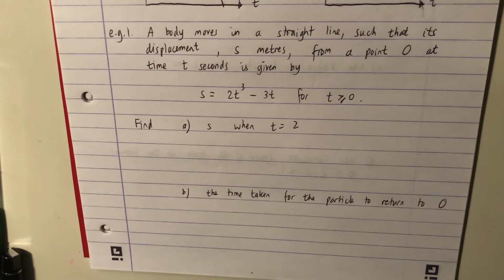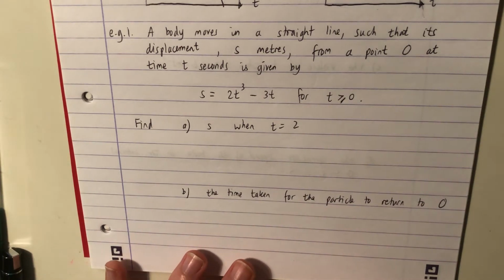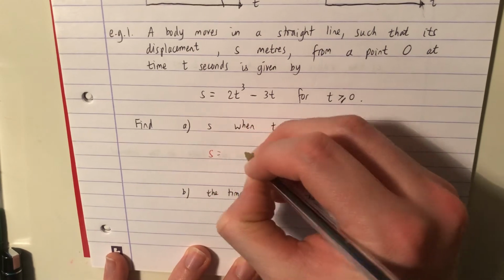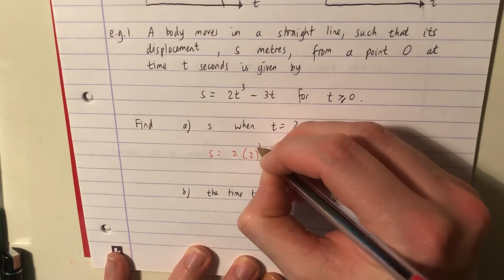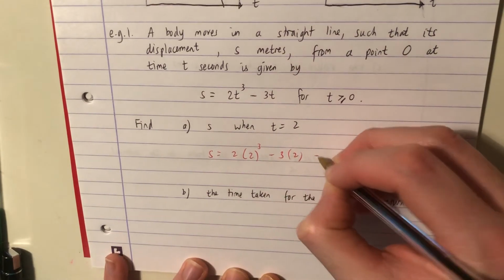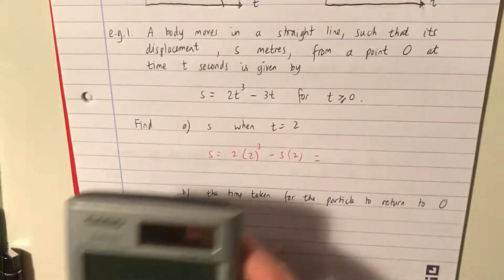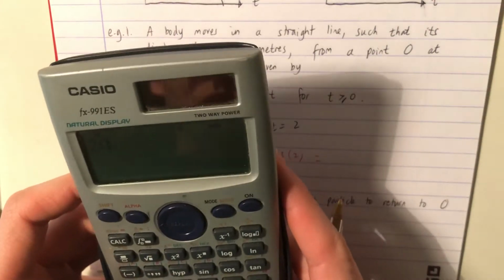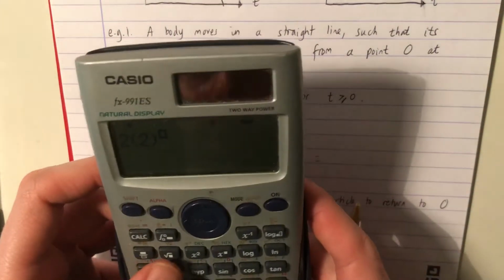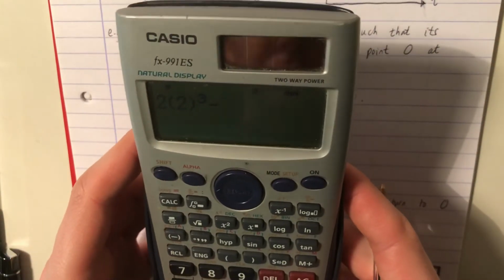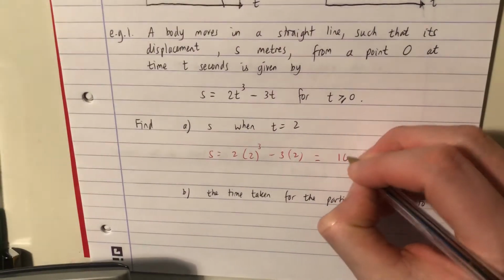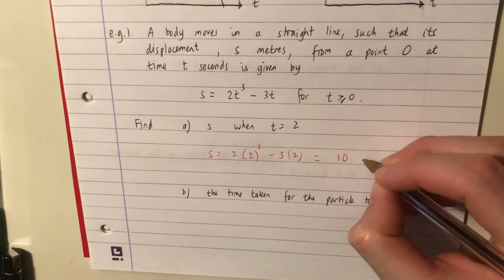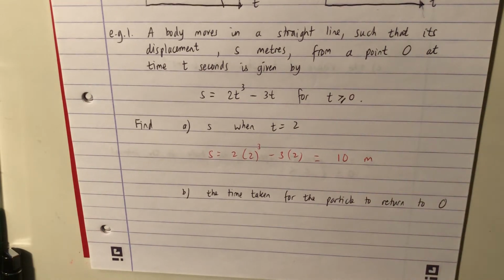So pretty straightforward part A. We've got the formula and we replace the letter t with the number 2. So s would be equal to 2 cubed subtract 3 twos. And if you type that into your calculator, 2 cubed subtract 3 twos gives you 10. So the displacement is 10 meters.